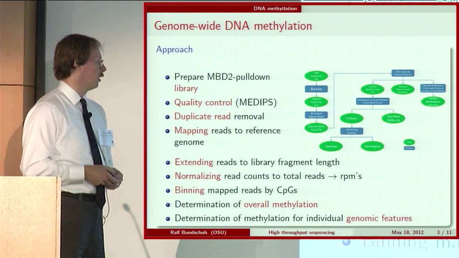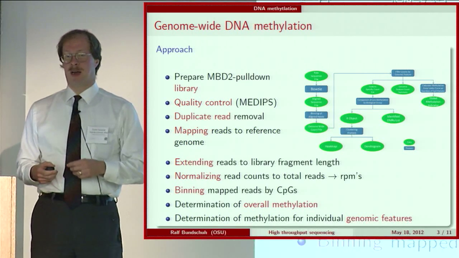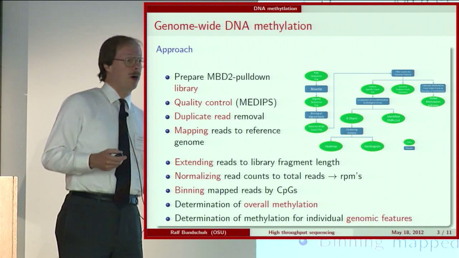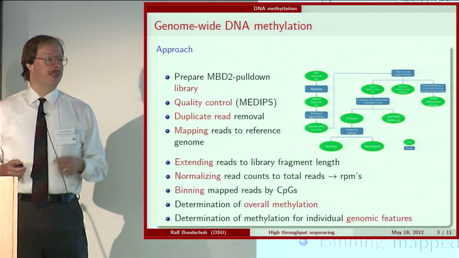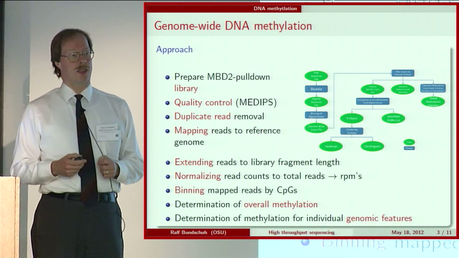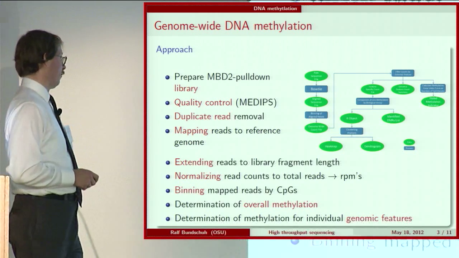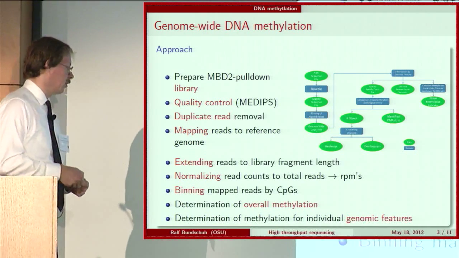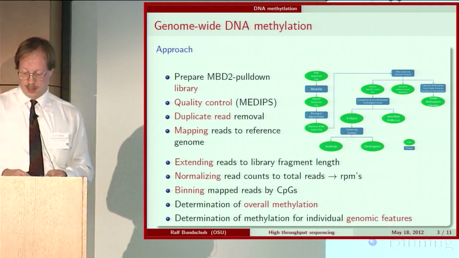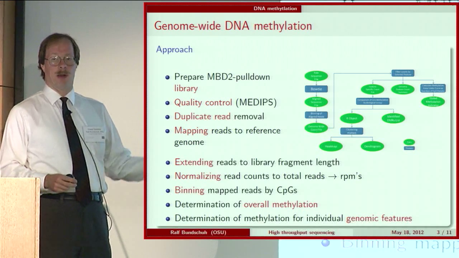And then we have to normalize by the number of reads that we had. Because if today's experiment gives you 100 million reads and tomorrow's gives you 200 million reads, that's just because you put a different amount of stuff into your sequencer, and that doesn't have any biological meaning, right? So we have to take that out, and then eventually we will determine the overall methylation, and mind you, methylation in every single place of the genome.